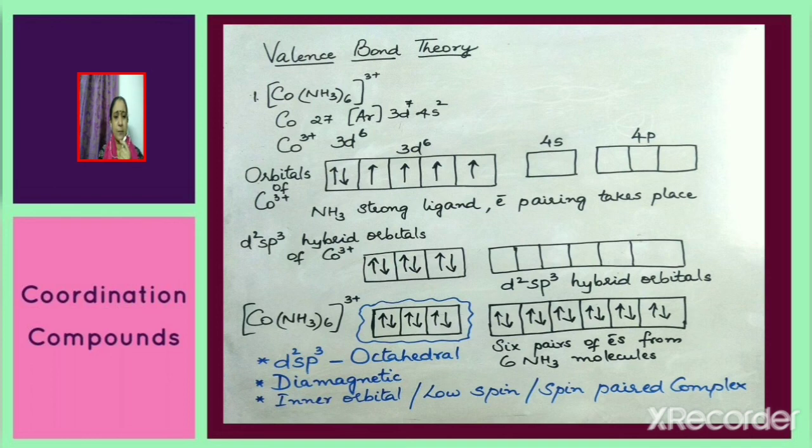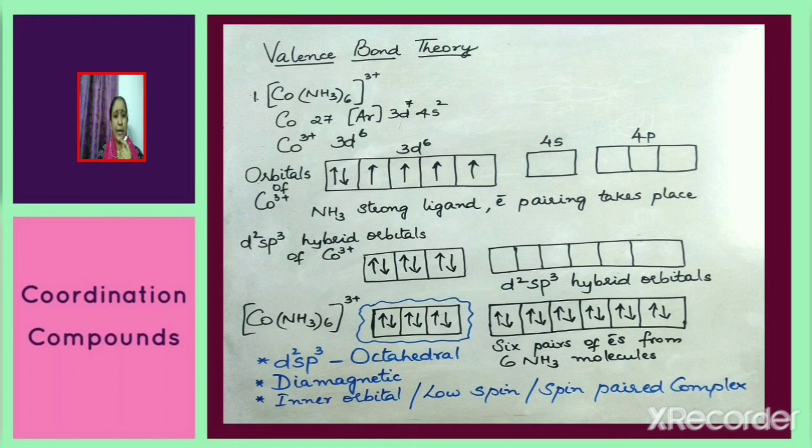Orbitals of Co3+ are shown. We can find 6 electrons present in the 3d orbitals. 4s is vacant and 4p is also vacant. Ammonia is a strong ligand, so electron pairing will take place. As a result of electron pairing in the 3d orbitals, 3 of the 3d orbitals will now contain paired electrons, which makes available 2 empty 3d orbitals.